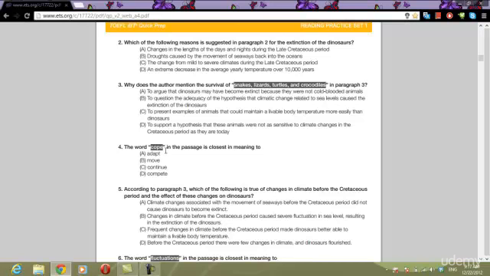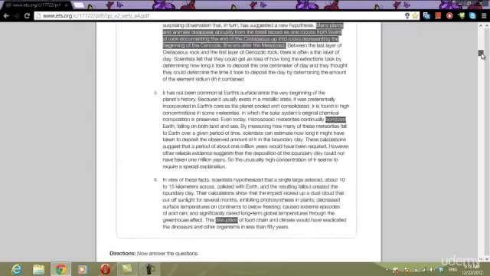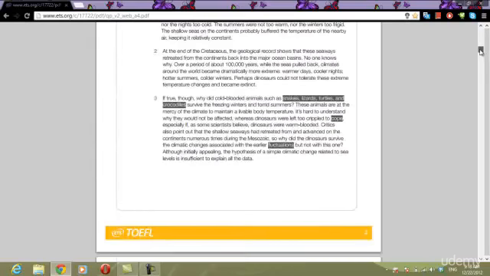Alright, and remember to use one of our strategies when you're doing that. You can look at the context of the words to help you know. You can look at the root word if you can do that, or you can use substitution to help you. Okay? Or context clue. Alright, so we'll look at the word cope. It's hard to understand why they would not be affected, whereas dinosaurs were left too crippled to cope.